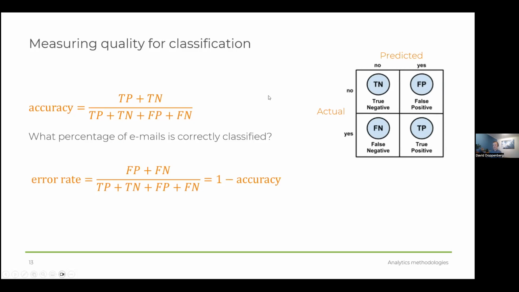Secondly, you could also look at the error rate, which is very closely related to the accuracy, because it's just 1 minus the accuracy. But instead of looking at the diagonal, we look at the anti-diagonal. So we do the sum of mistakes. So this is false positives plus false negatives, and this will give you your error rate. Again, the business question is very similar, but in this case, we look at what percentage of emails is incorrectly classified.